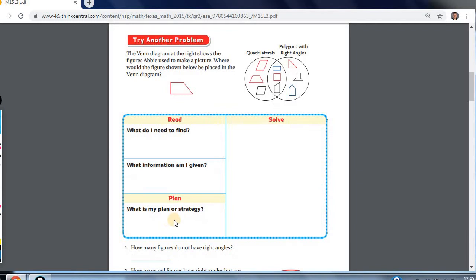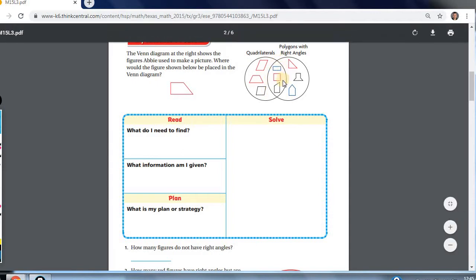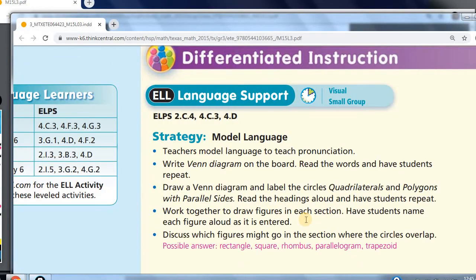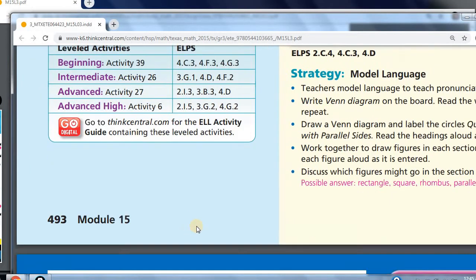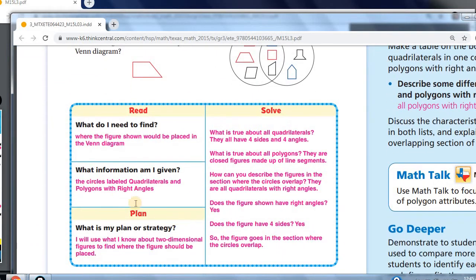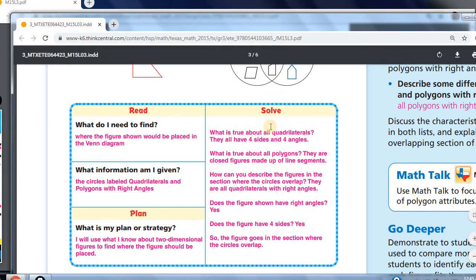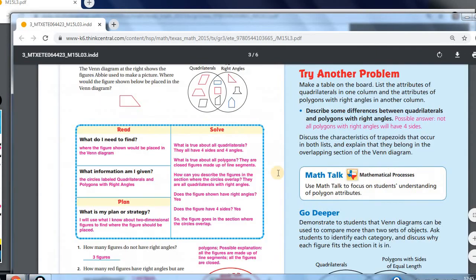What is your plan or strategy? Well, you're going to identify the figures in the circles that overlap and compare them. I have that already here for you, so you can refer back to it, so I don't have to write it out. What information is given? We already talked about the labeling of the shapes. What's your plan? I will use what I know about 2-dimensional figures to find where the figure should be placed.